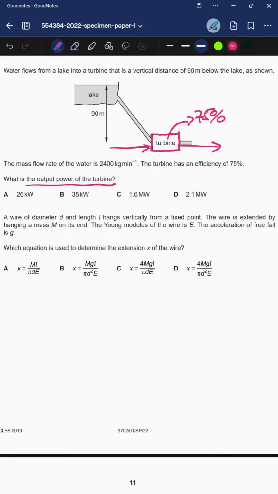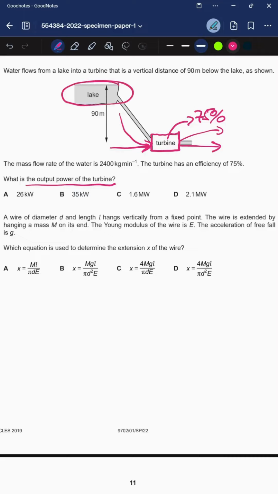But now the problem is, first we need to figure out how much energy we are putting into the turbine, and then by taking 75% of that total energy that we are putting into the system, we can calculate the power output. Okay. So the first step is to calculate the total energy input, or total power input, we are giving to the system.